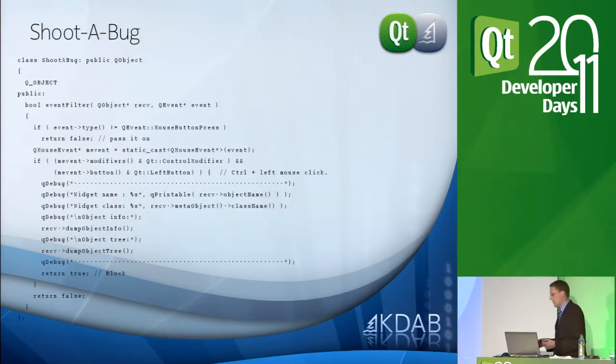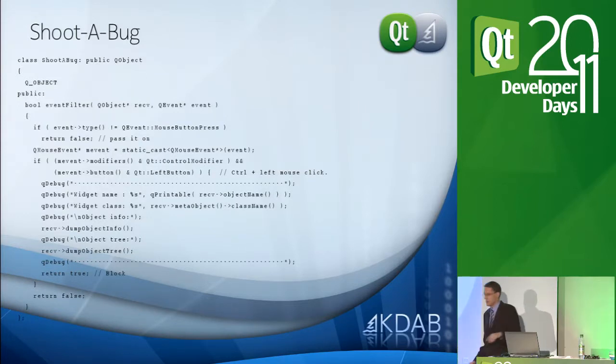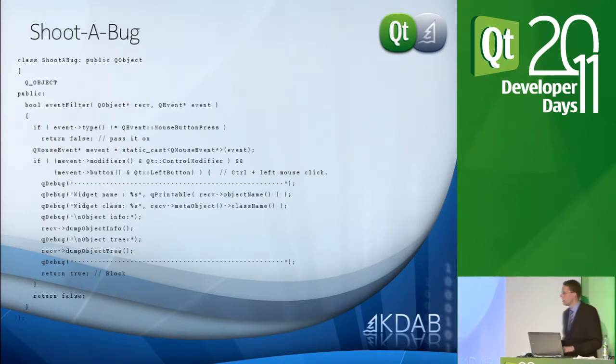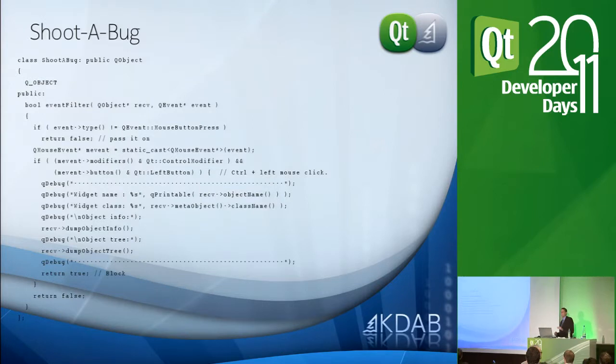First one is called ShootDebug. That's a tiny little QObject which has an event filter, which we will install on the QApplication. The way to actually install that is just QApplication install event filter, new ShootDebug. And then whenever we click on a widget with, what it is looking for is control, so left control click on a widget, it will give us a lot of debug output for that widget we just clicked on.